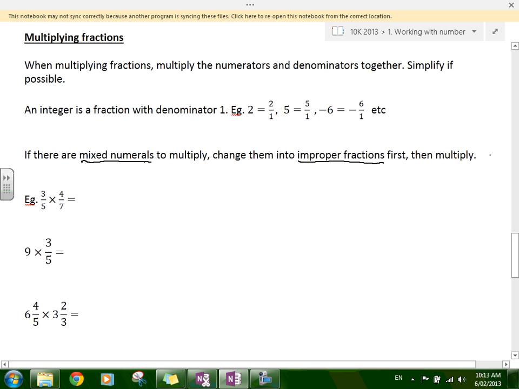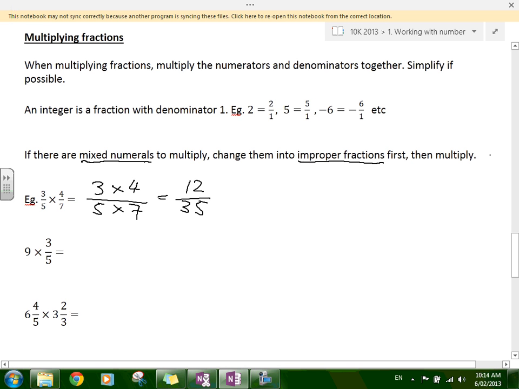Let's have a look at this first example. 3/5 times 4 over 7. All we do is multiply the numerators, 3 times 4, over, multiply the denominators, 5 times 7. What's 3 times 4, Emily? 12. 12 over 5 times 7 is 35. So that's it. Multiply the top, multiply the bottom. And that's all that is.